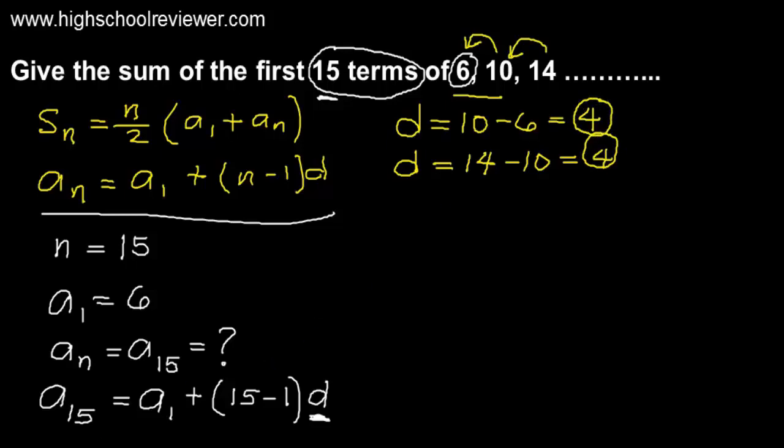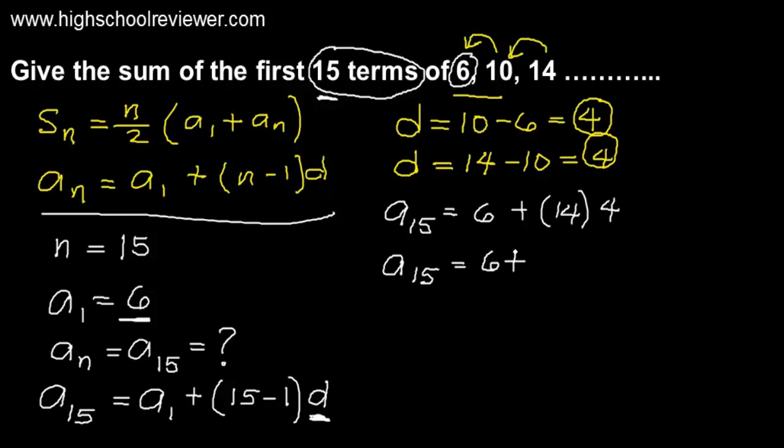Let us now substitute that value to a sub 15. So a sub 15 is equal to our a sub 1, which is positive 6, plus n, 15 minus 1, which is 14, multiplied by d, which is positive 4. So the value of our last term will be 6 plus 14 multiplied by 4, that is positive 56, and our a sub 15 is positive 62. Since we now have the value of a sub 15, we can now solve for S sub n.